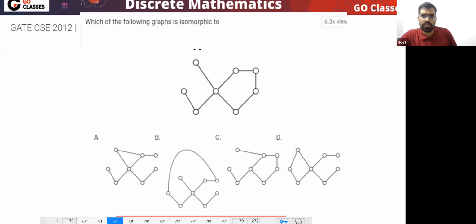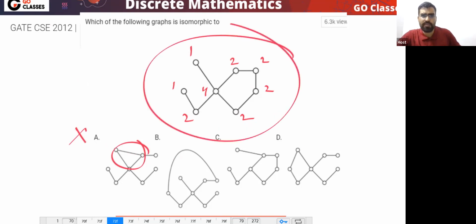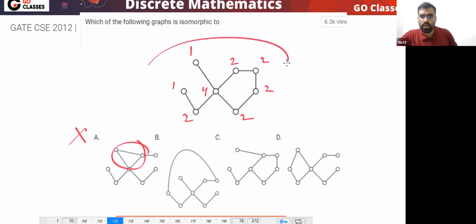So in this question, let's check. First you directly check the degree sequence: 1 1, this has 2, this is degree 4, 2 2 2 2. Now here, first of all, you can notice you have a triangle. So this option is incorrect. There is no triangle here. There is no 3 length cycle here. Also, there is no 4 length cycle here.